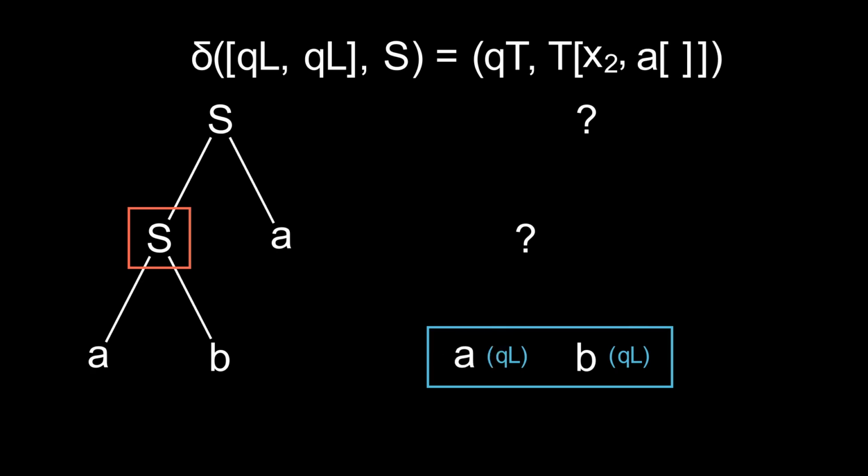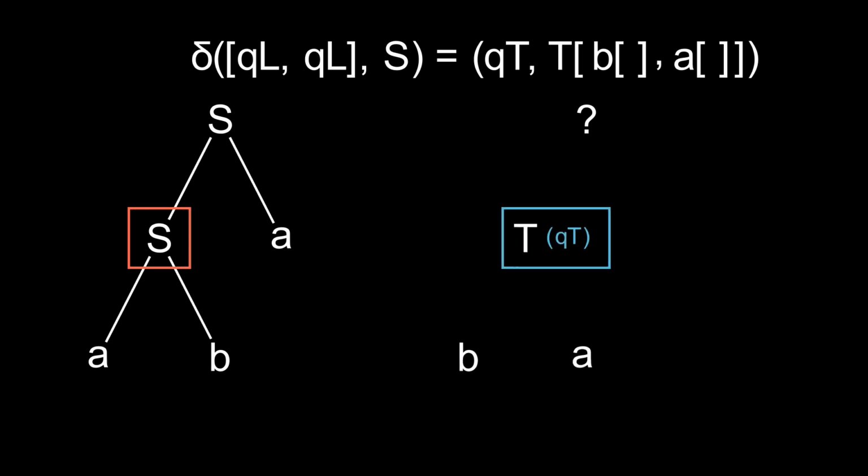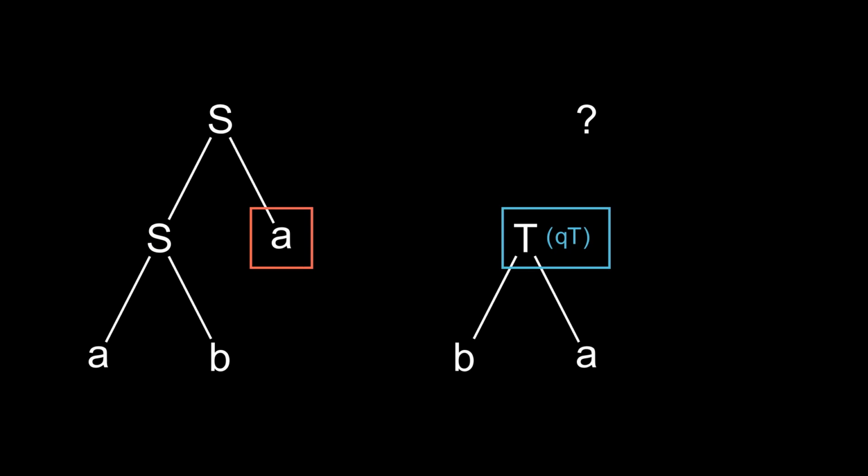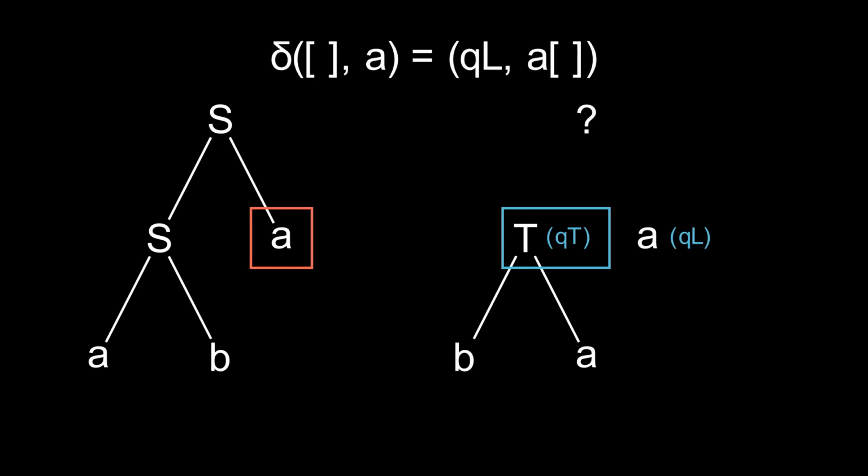Everywhere in this tree we see x1, we replace it with the output of the first child of the node we pass to the transition function. Likewise, we replace x2 with the second child's output. This tree, with the variables filled, is the complete output of the subtree that we've processed so far. Now we can process that last leaf. We use the same transition rule we used for the other A to output another A leaf with state QL.